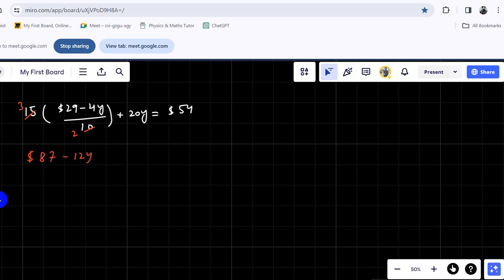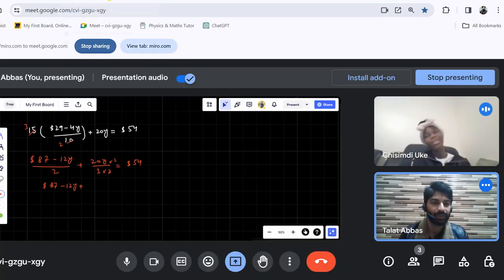Minus 12y upon 2 plus 20y. There is nothing in the fraction, it means it's 1 here. So it's 54. We need to take the LCM by multiplying by 2. So it will be 87 minus 12y plus 20 times 2, which will be 50. Oh, it will be 40. Yeah.